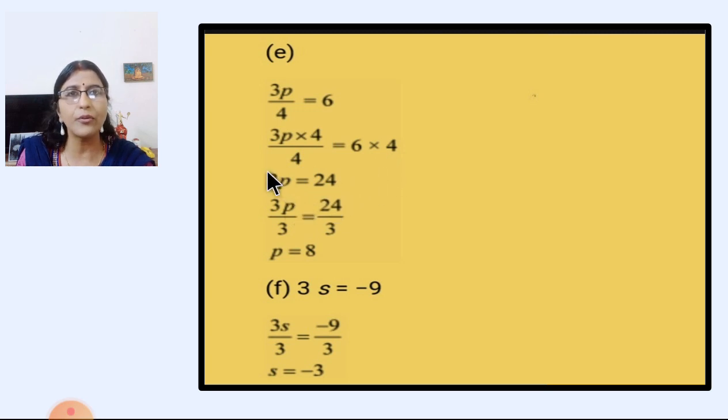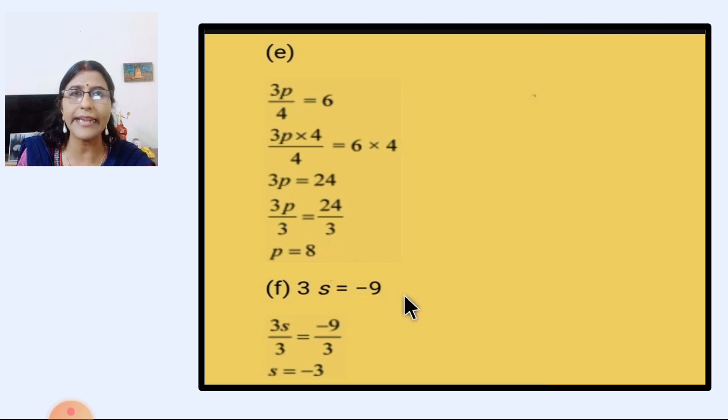Now we want to remove 3 to get the value of p. Here it is multiplied, so we will divide both sides of the equation by 3 to remove this 3. So 3p divided by 3, and 24 is also divided by 3. This 3 will be cut, you will get p, and 24 divided by 3 is 8.